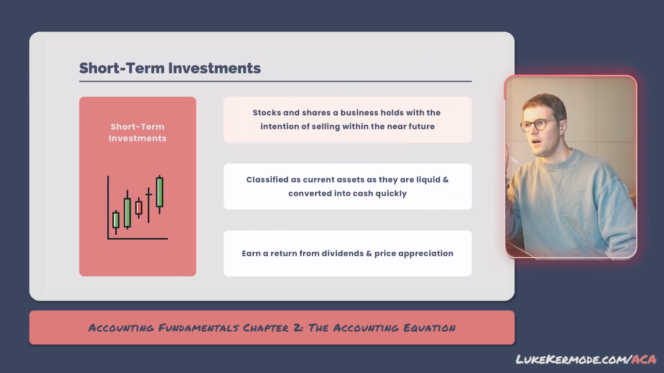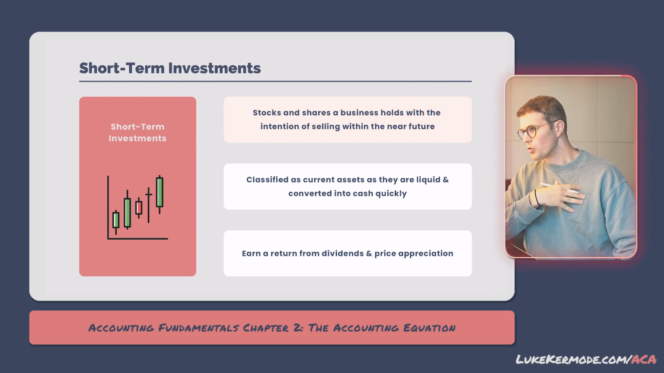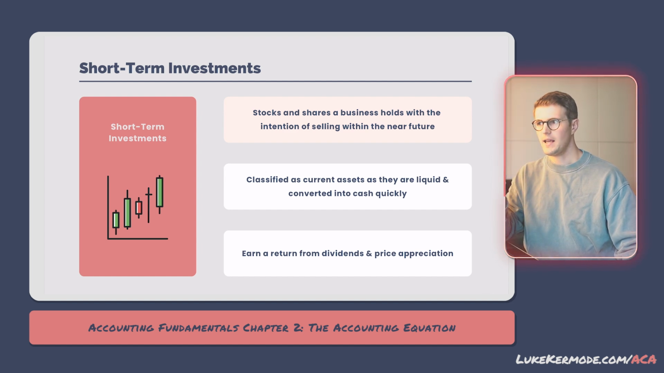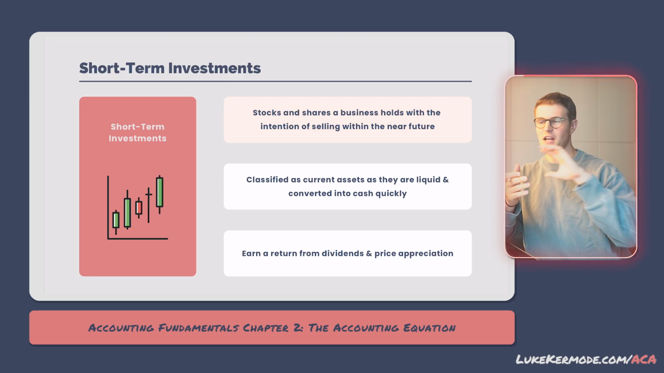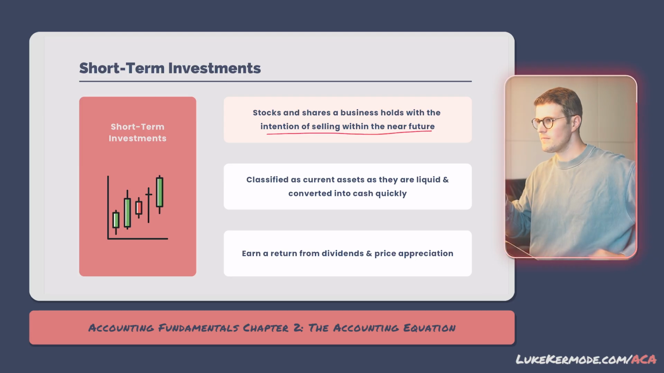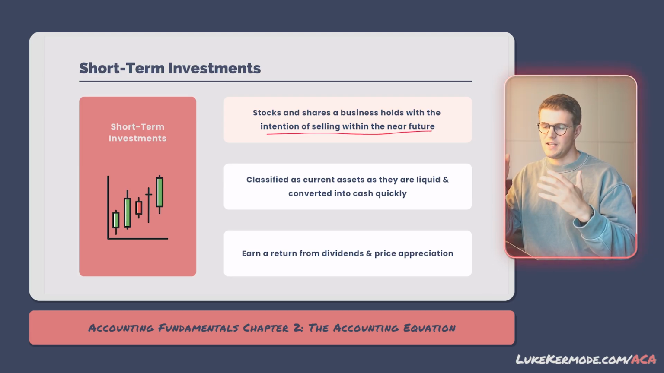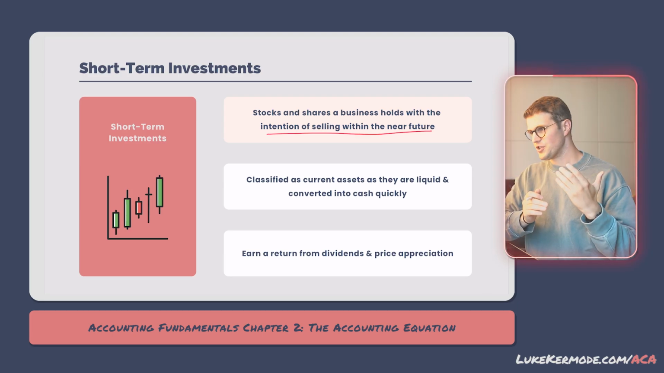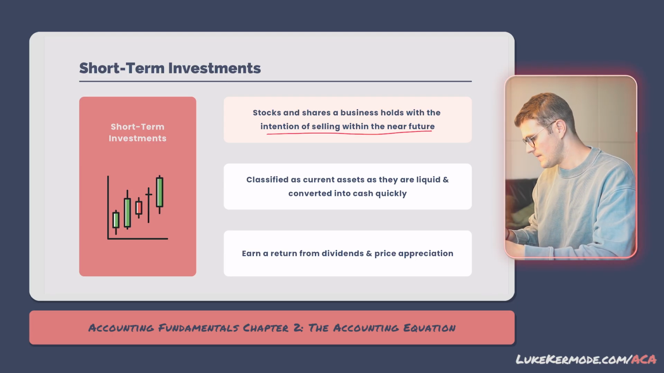Let's now take a look at another type of current asset you may find on the balance sheet: short-term investments. These are typically things like stocks and shares that the business holds with the intention of selling in the near future, usually within 12 months. Because the plan is to convert these investments back into cash quickly, they're going to be classified as current assets.